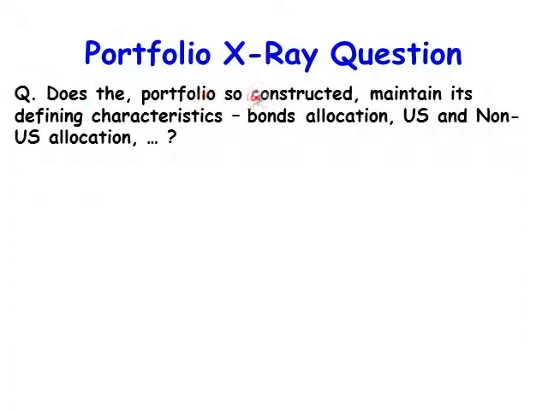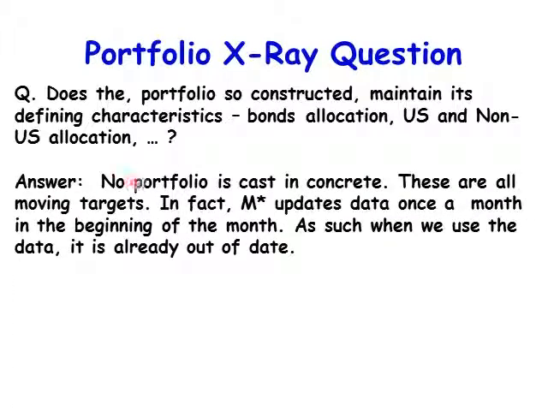Okay, let's see some questions here. Does this portfolio so constructed maintain its defining characteristics, which is the bonds allocation, the U.S. and non-U.S. allocation? We went through such great length to get it right, and does it stay right? Answer: no, portfolio is cast in concrete. These are all moving targets. In fact, Morningstar updates data once a month at the beginning of the month. As such, when we use this data, it's already out of date. So, wow, that's bad news that we have built a portfolio on out-of-date data.